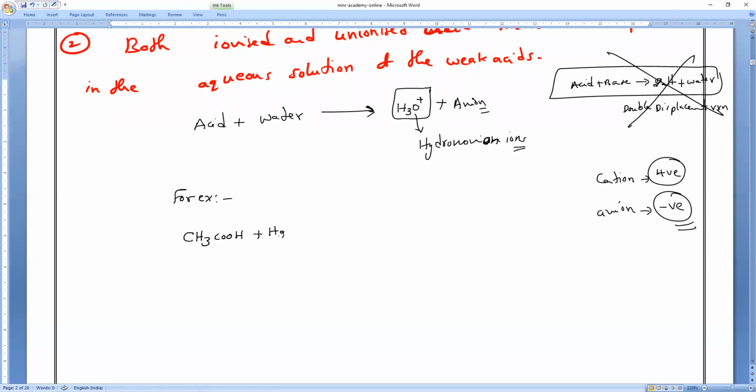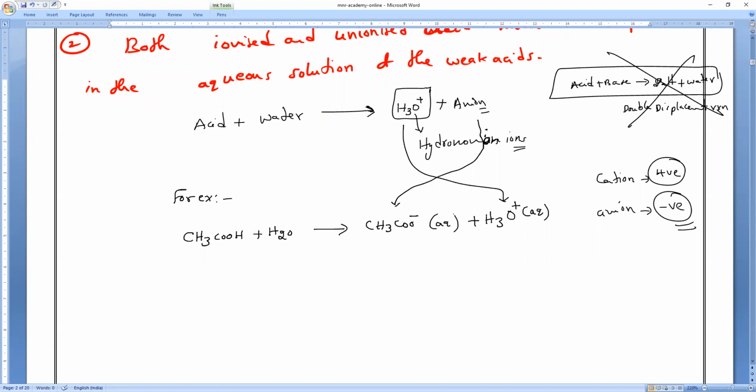CH3COOH reacting with water. Remember, it will form an anion, CH3COO minus, plus hydronium ions, H3O plus ions. So this is the hydronium ion and this is the anion, CH3COO minus. This is what is called a weak acid.